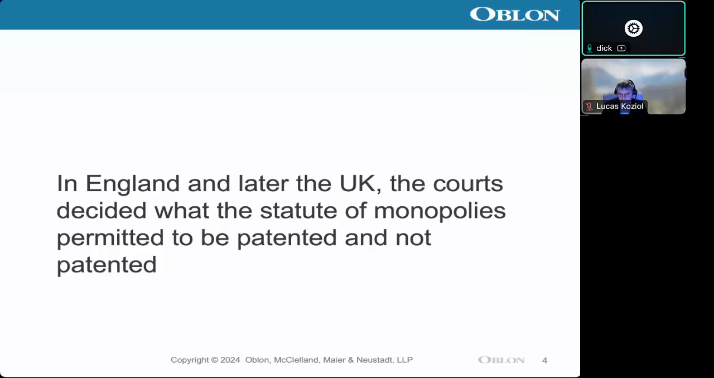Now, this changed with the Statute of Monopolies that was passed in the early 17th century. I've read different dates. We'll use 1624, that's the most recent one. The Statute of Monopolies dealt with not just patents, but a number of practices that Parliament didn't like about what the king was doing. But with respect to patents, the Statute of Monopolies is very simple.